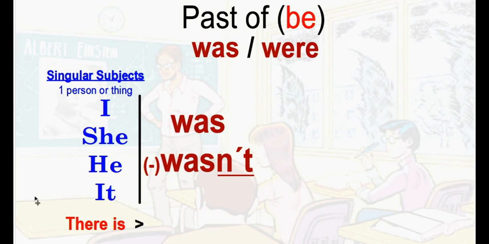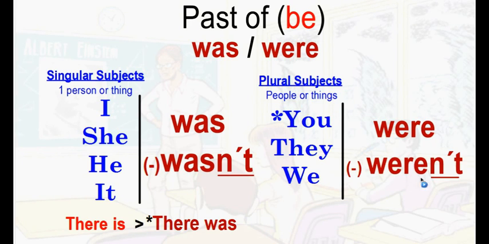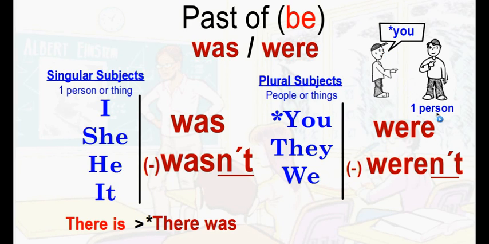Also, when we use there is in English for the present tense, the past tense singular is there was. Now, for the subjects you, they, and we, the plural subjects for people or things, we use were and weren't for the negative. Now remember, you in English can be one person or it can be multiple people.